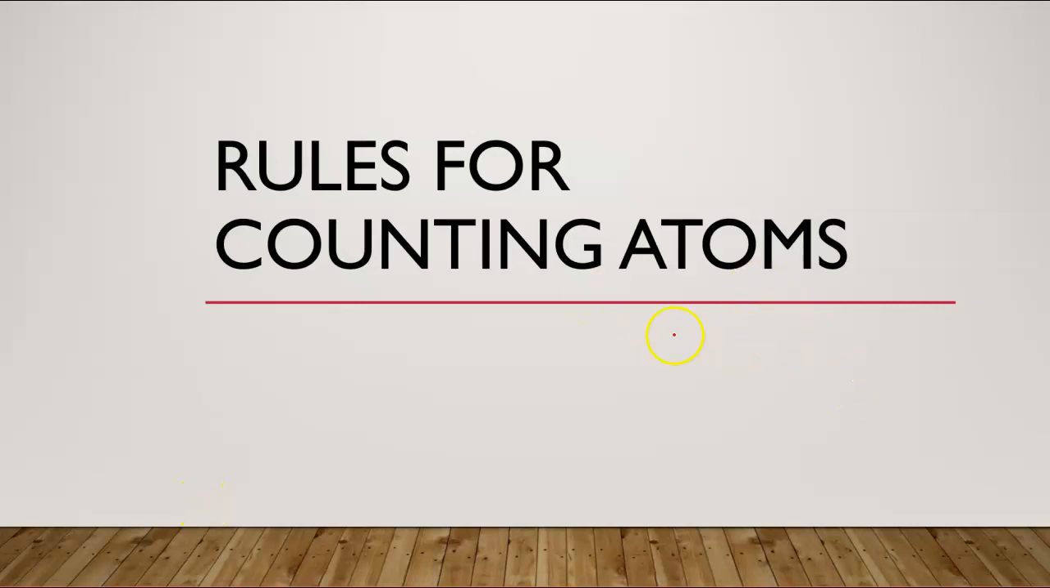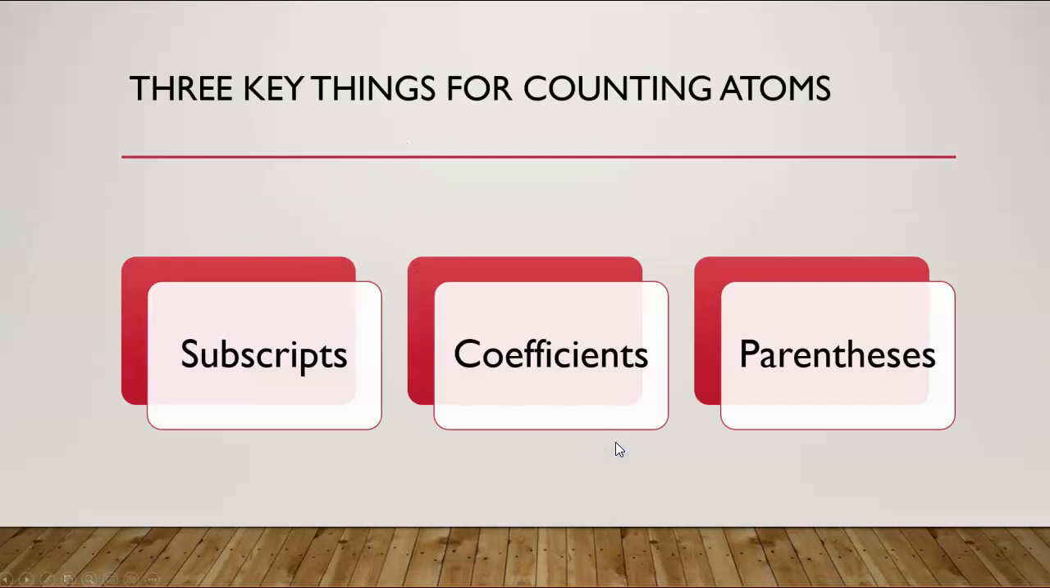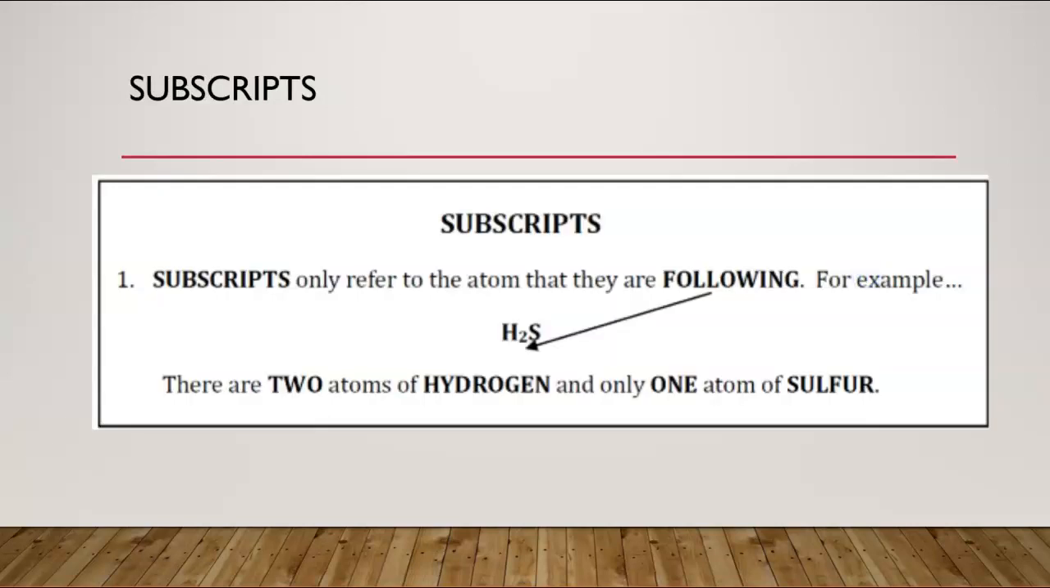Okay, so this is brief notes on rules for counting atoms. First, there are three key things we have to do when we're counting atoms. You have to consider subscripts, coefficients, and parentheses. So for subscripts, and this is in your OneNote, subscripts refer only to the atoms they are following.